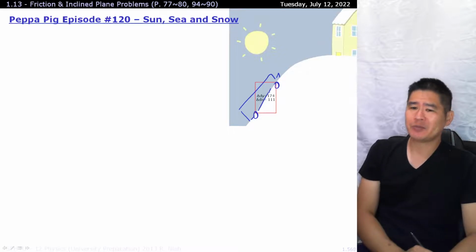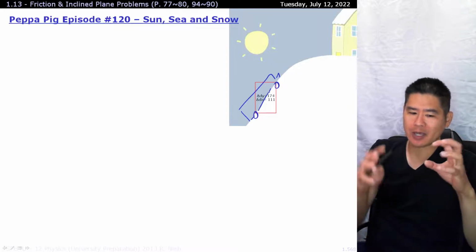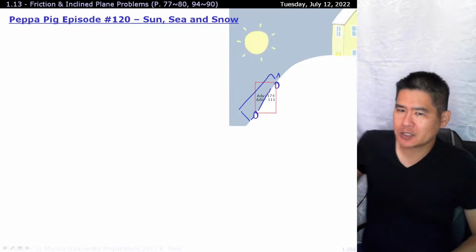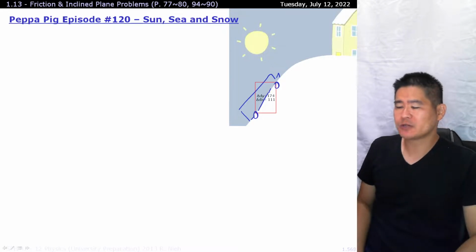One thing just to point out is that usually snow tires don't deal with just friction, it also deals with traction as well, and that's why it has all these grooves. All right, but we're not dealing with traction in this episode. We're just dealing with friction. Okay, so what coefficient of friction is needed on the tire to make this happen?